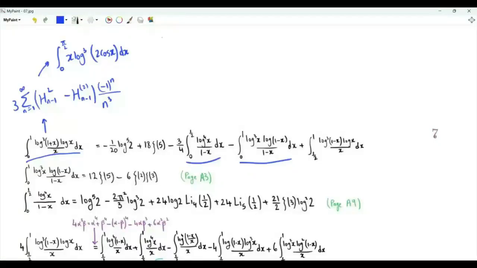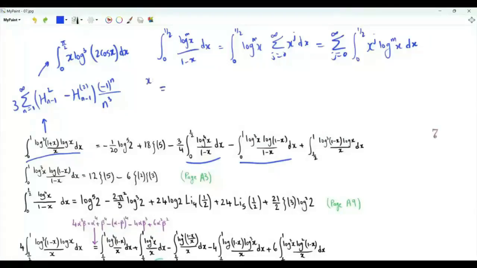Consider positive integer m and the integral x from 0 to 1/2 log x to the power m over 1 minus x. This is integral x from 0 to 1/2 log x to the power m summation j from 0 to infinity x to the j. Interchange the order of integration and summation. Do the change of variables x equal to t over 2. When x is 1/2, t is 1. x to the j is 1 over 2 to the j times t to the j.